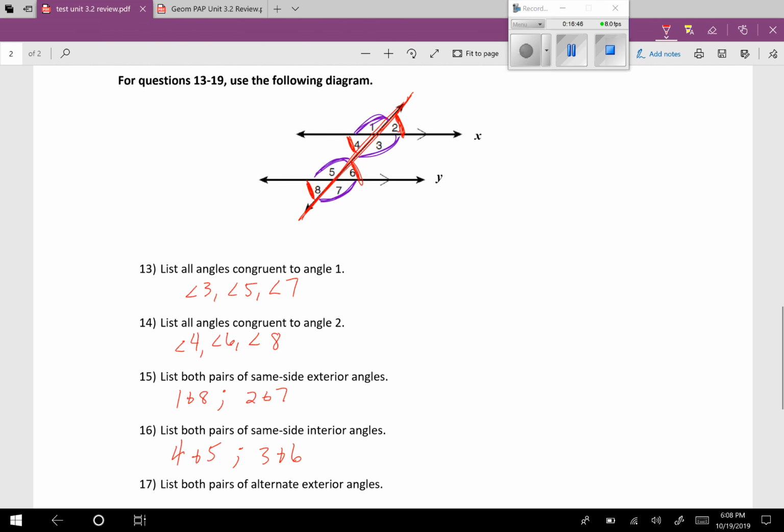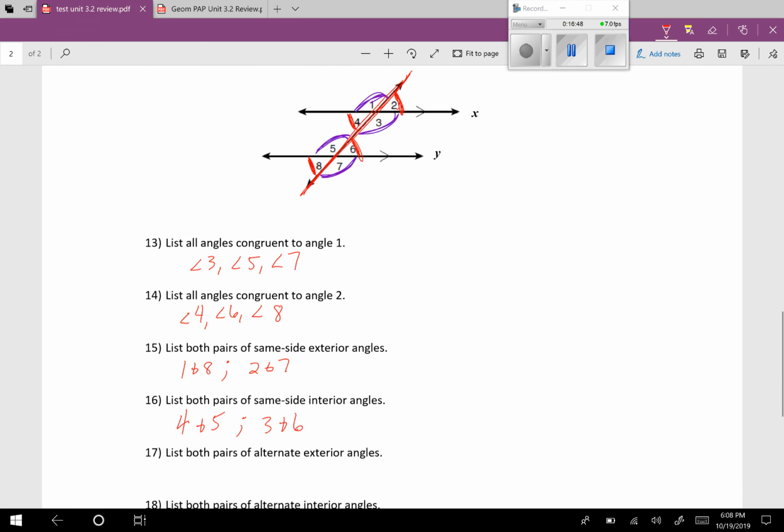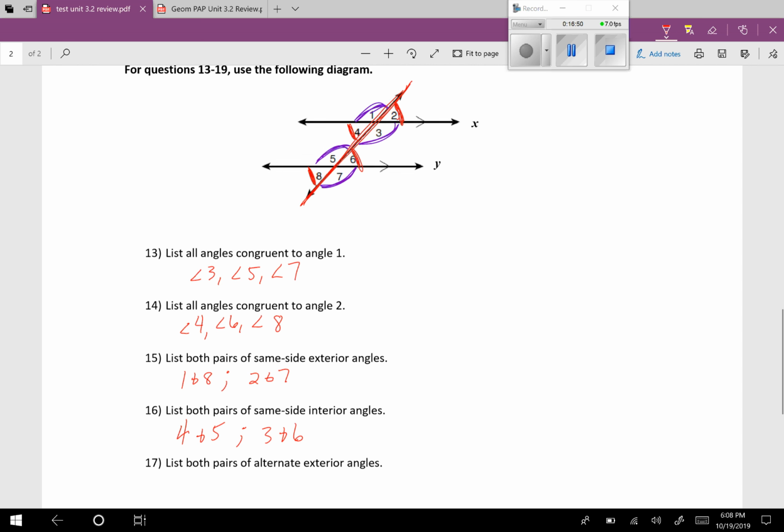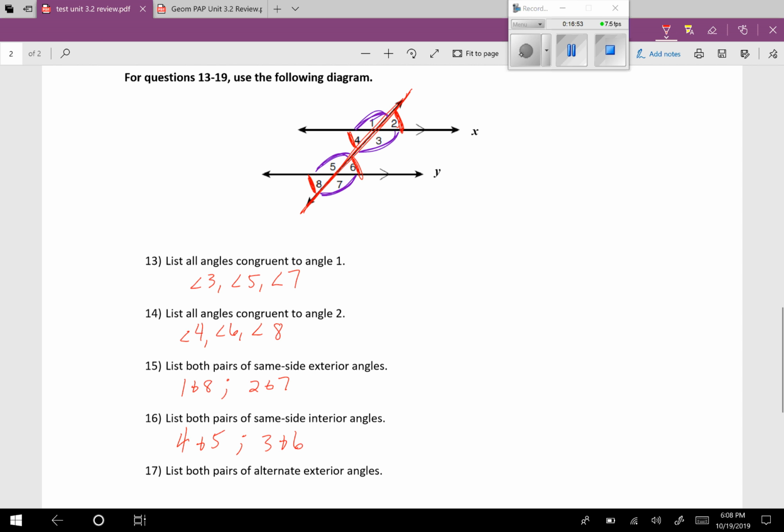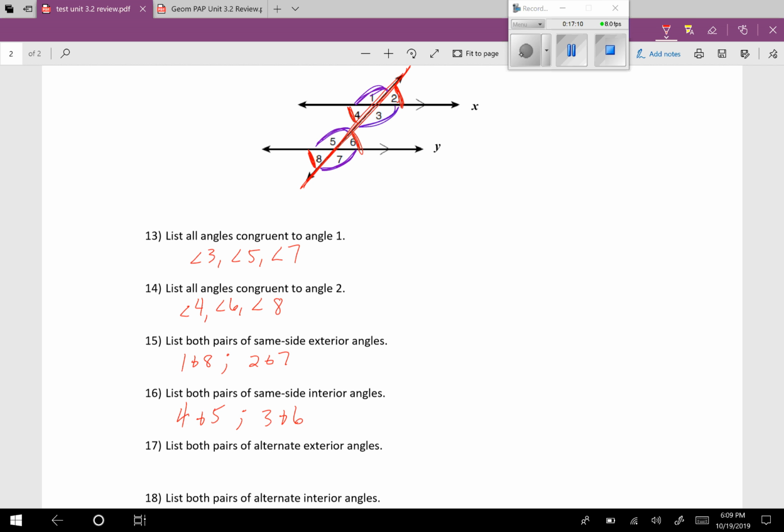Okay, next one, it says list both pairs of alternate exterior angles. So alternate means on opposite sides of your transversal, so you're going to have one from the left and one from the right. And then they're exterior angles, okay? And remember, your alternate exterior angles have to be congruent. So it has to be 1 and 7, that's a pair. And then we have 2 and 8, that's another pair.